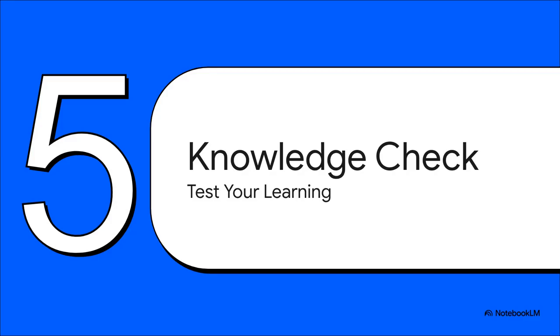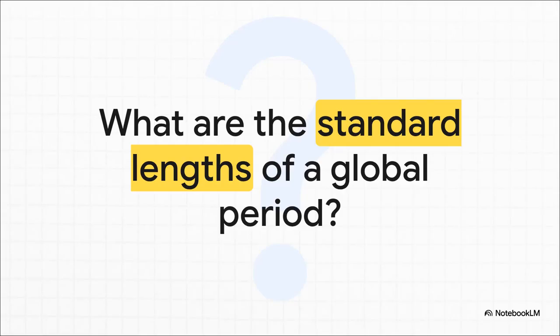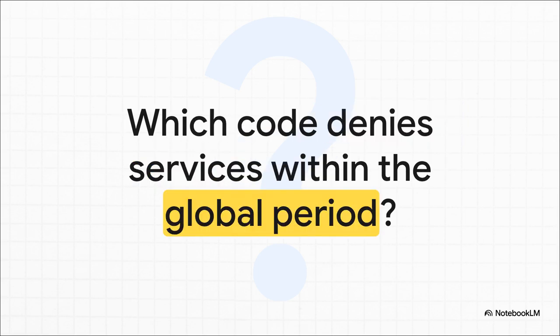Finally, Section 5. Time for a quick knowledge check to see what stuck. Question number 1. What are the 3 standard lengths of time for a post-operative global period? Is it A, 15, 30, and 60 days, or B, 0, 10, and 90 days? Question number 2. Which remark code specifically states, these services are not covered when performed within the global period of another service? Is it A, N525, or B, M144?